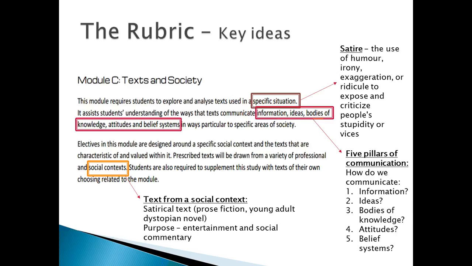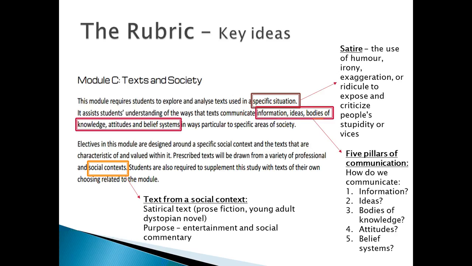Now these become our 5 pillars of communication. So when you are analysing Feed and your related material, you should be looking at how does interaction help to communicate information? How does it communicate an idea or ideas? How does it communicate bodies of knowledge? How does it communicate attitudes? And how are belief systems communicated?